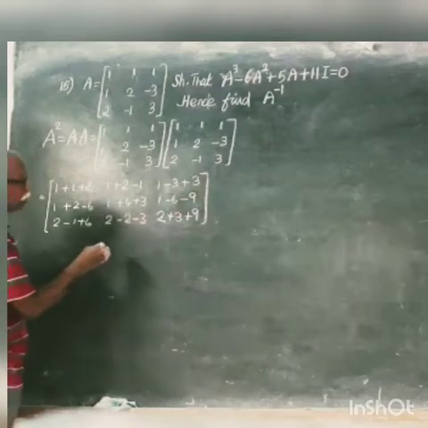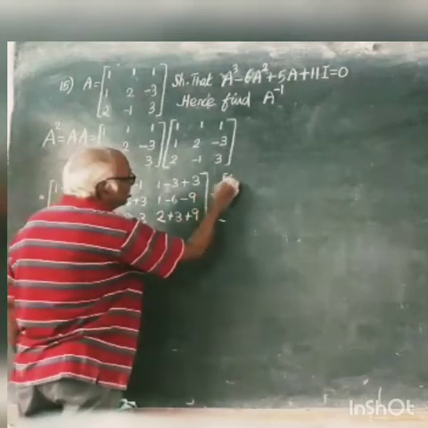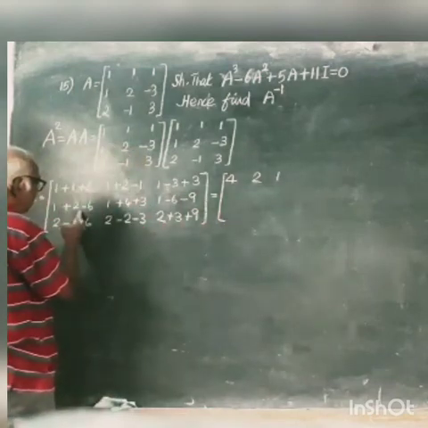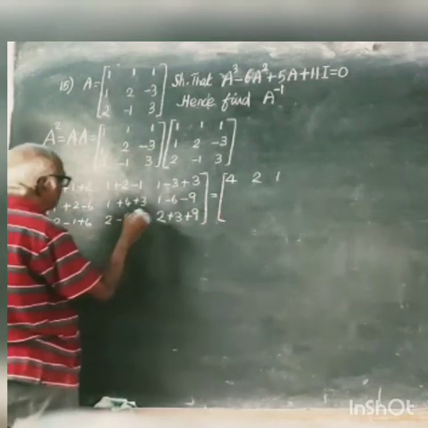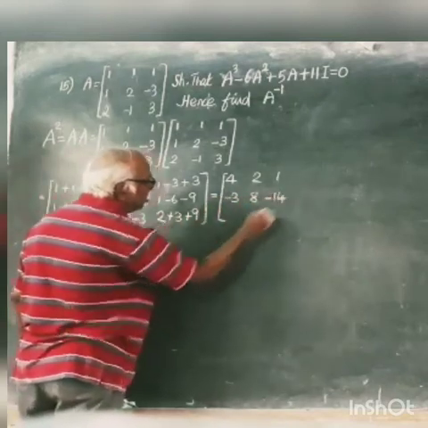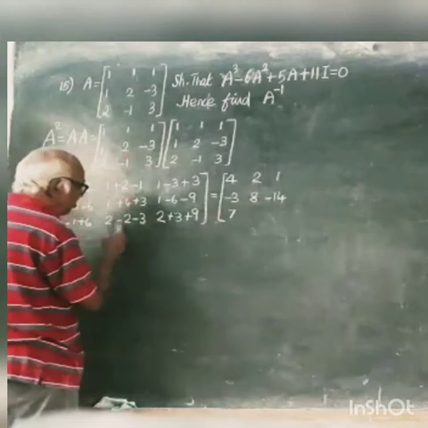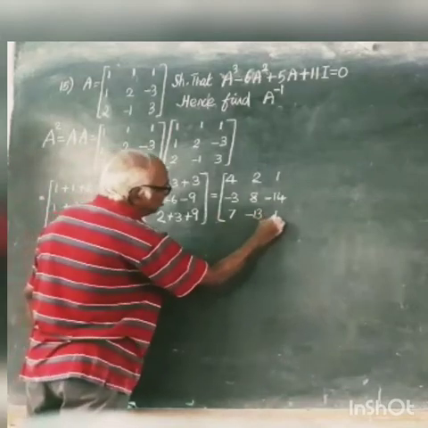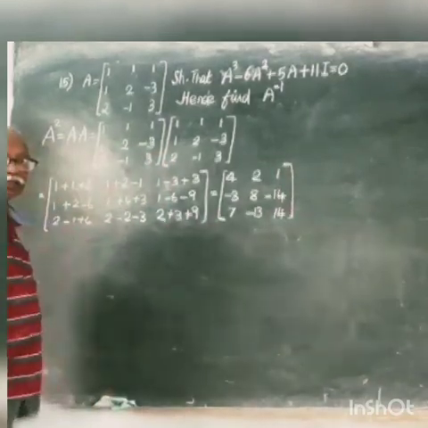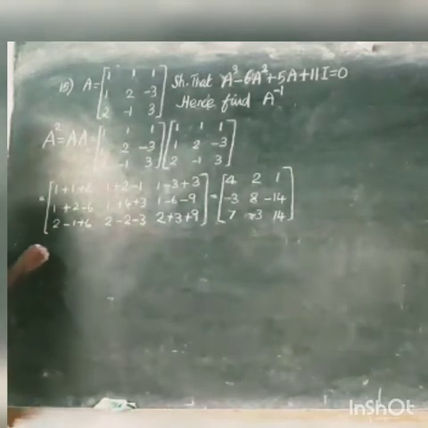And now simplify. What is the answer? The answer is 4, 2, and 4 to 1. Then this is minus 3, and this is 8, minus 14. 7, minus 3, plus 14. So the simplified matrix is 4 2 1, minus 3 8 minus 14, 7 minus 3 14.